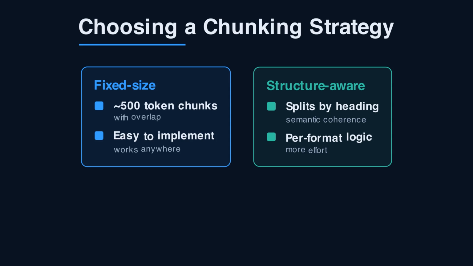My rule of thumb: start with fixed size token splitting using a real tokenizer like tiktoken. Measure retrieval quality. Then move to structure-aware only where it pays off. Don't chunk by character count blindly, because embedding models have token limits, not character limits.